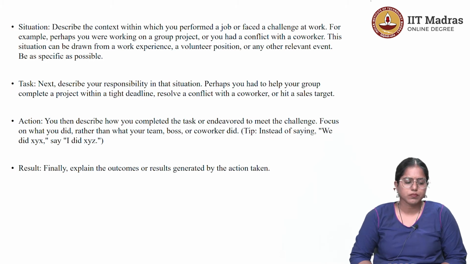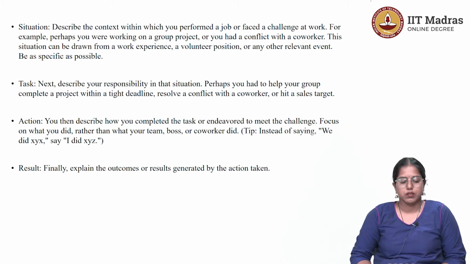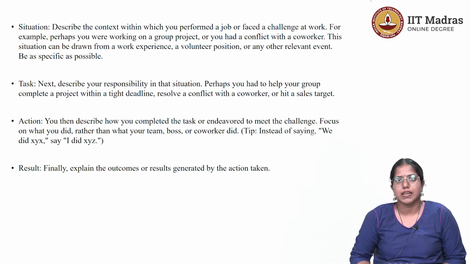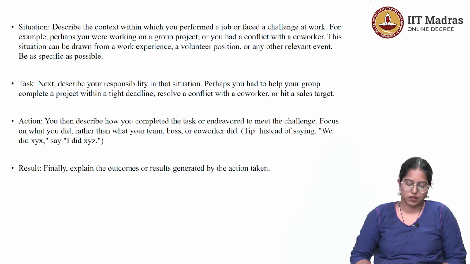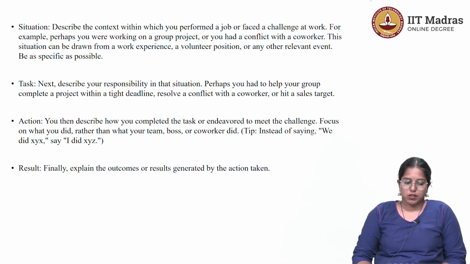And finally, you need to talk about the result, meaning you explain the outcome once you acted upon the situation. Explain the outcome or results generated by the action that you have taken. So, that pretty much summarizes the STAR, or situation, task, action, result method.